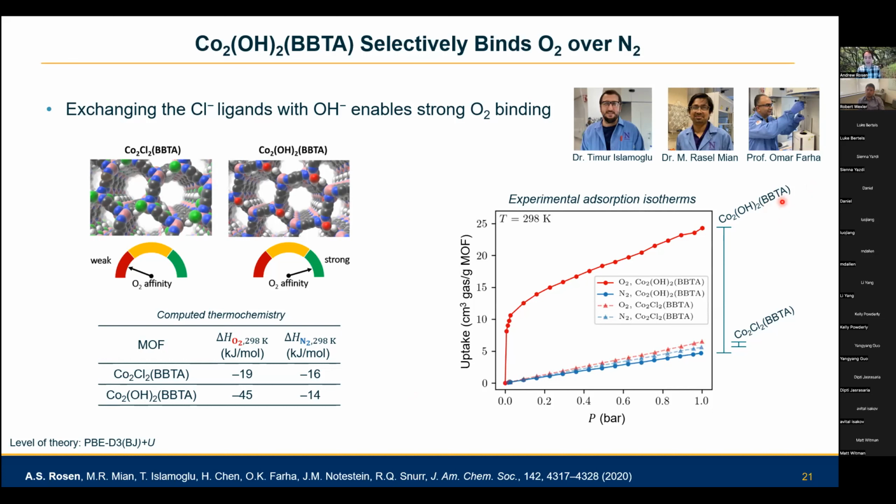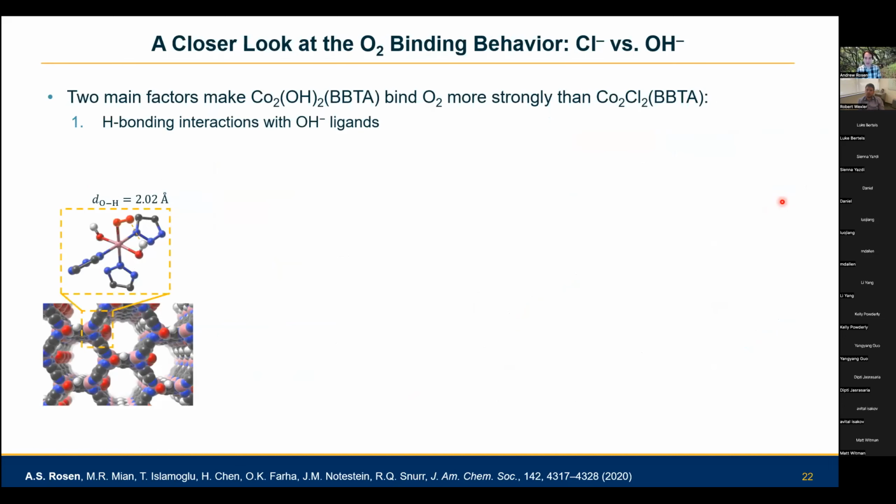But nonetheless, let's try to understand a little bit more about the fundamentals of why this difference occurs, which maybe we can take to other framework solids. So I would argue that there are two major factors that make the cobalt hydroxide framework bind oxygen more strongly than the cobalt chloride. One goes back to that cartoon of hemoglobin I mentioned, which is actually in part able to do this separation based on hydrogen bonding interactions. And the cobalt hydroxide framework can do the same. Basically, you have these hydroxyl ligands that will enable hydrogen bonding interactions with oxygen, whereas if these ligands were chloride species, there would no longer be hydrogen bonding interactions that could occur.